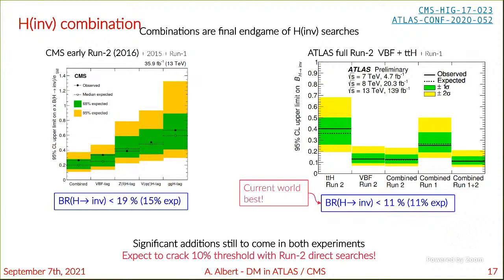The main point here is that in both of these plots, we still have channels missing, and we're still going to get better just with the run 2 data. And that is going to be very interesting because we're definitely going to crack the 10% threshold. And the only question at this point is, I think, how far we can go below. And that is the main thing to stay tuned about in this Higgs-Portal interpretation at this point.